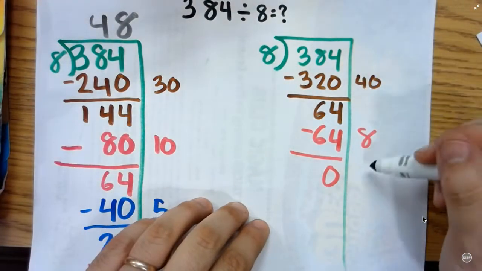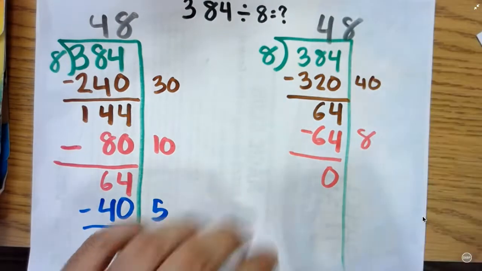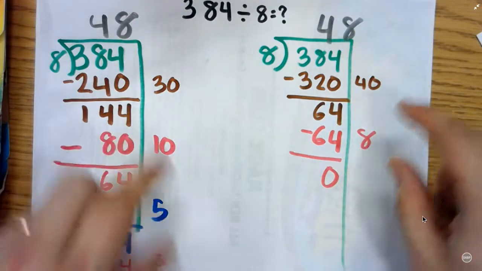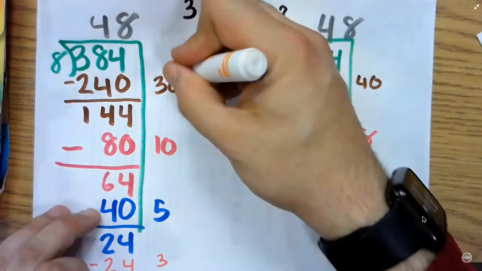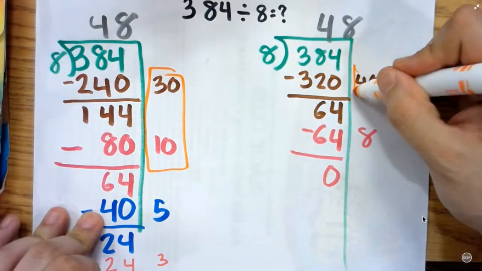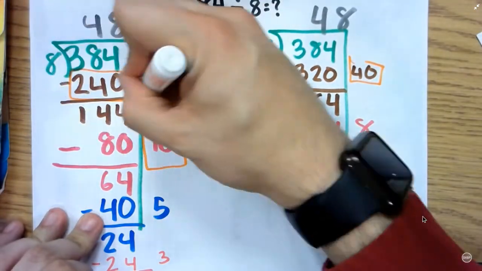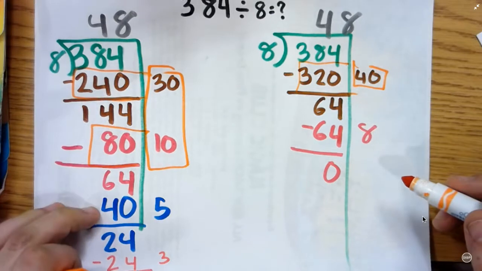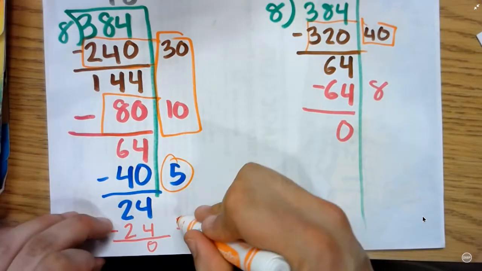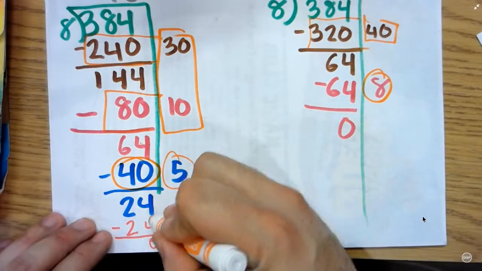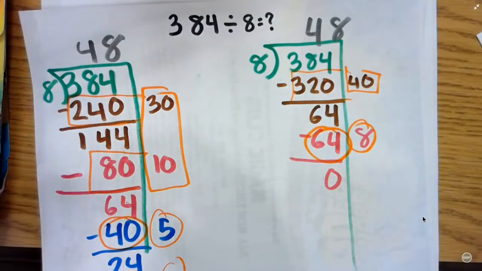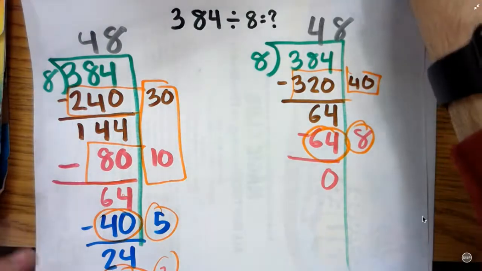And now I've got, add them up, 40 plus 8, 48. So as you can see, these are two different ways to get to the same quotient. And there was some overlap. That's the interesting part. Here I had 30 and 10. Here I had 40. And I got there by taking out 240 and then taking out 80, which is, of course, the same as taking out 320. I had my 5 and my 3, which is the same as getting 8, because I broke up 64 into 40 and 24, which is the same as just using all 64 all at once. So they're really different ways of reaching the same outcome.